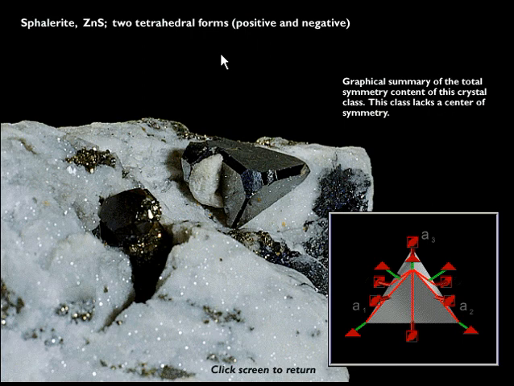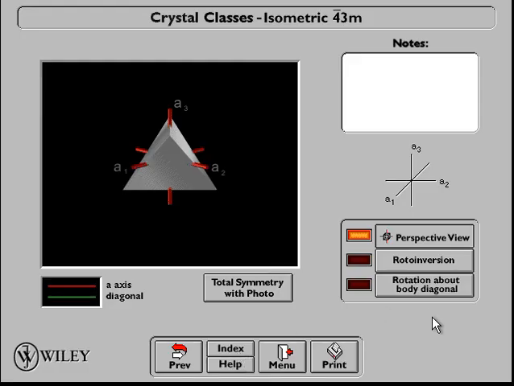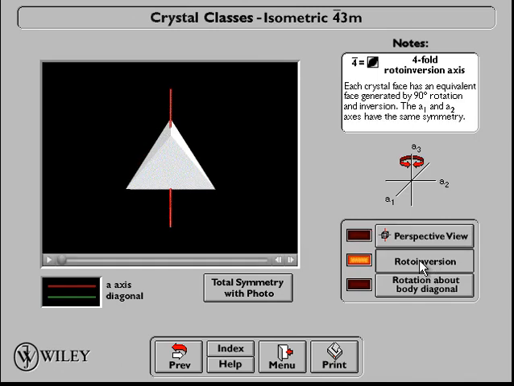Graphical summary of the total symmetry content of this crystal class. This class lacks the center of symmetry. Here you have the 4-fold roto-inversion axis. Here you have a 3-fold, and here you have a 3-fold rotation axis. Now we are making at first the roto-inversion. So here we have the sign of the 4-fold roto-inversion axis.